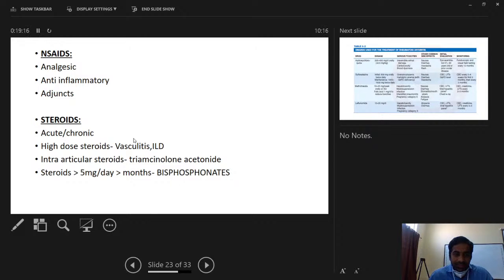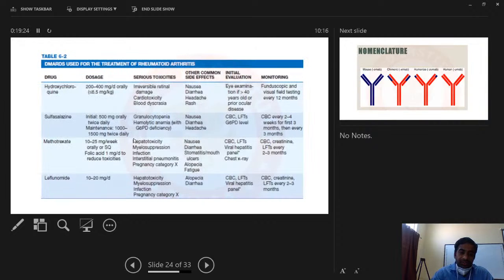If you have to give steroids greater than 5 mg per day for the long term, then you go for bisphosphonates, because steroids cause osteoporosis. That's why bisphosphonates have to be given.